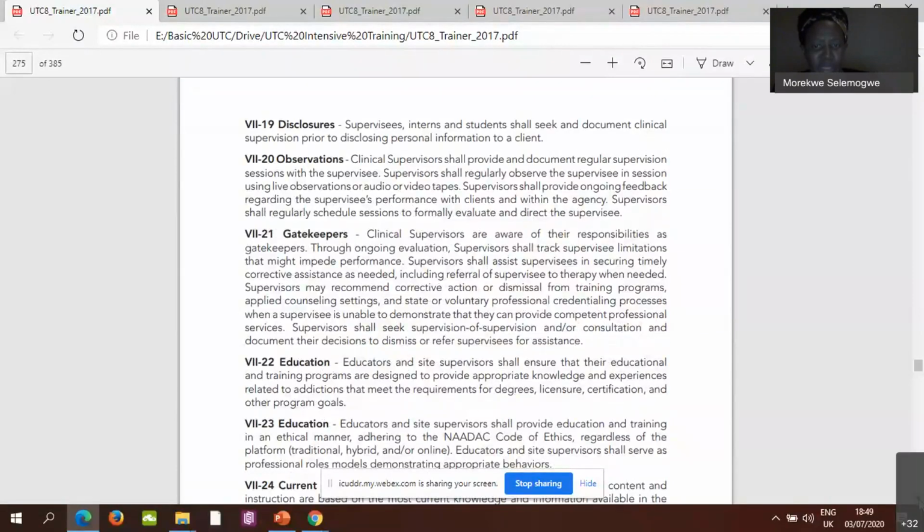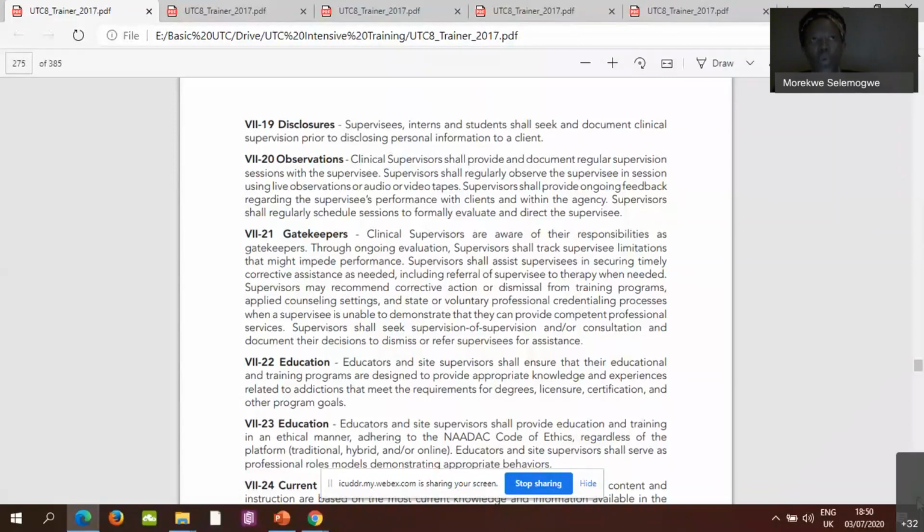Educators and site supervisors shall ensure that the educational and training programs are designed to provide appropriate knowledge and experience related to addictions that meet the requirement for degrees and licensure. And when you are a clinical supervisor, if you say your site provides training for addiction, make sure that you have clients that actually have SUD, so that your supervisee has an opportunity to practice what they've learned for their degrees, licensure and certification.